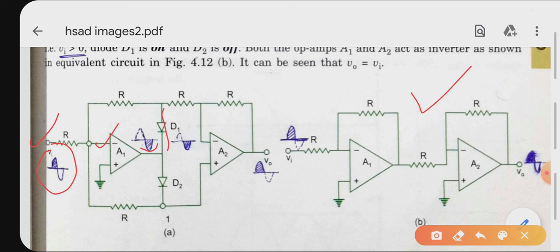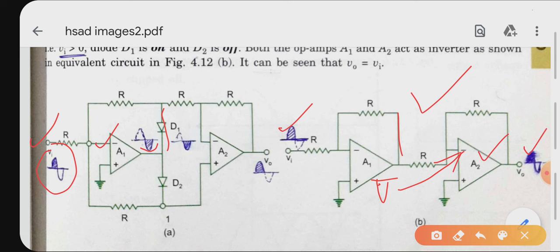For the positive half cycle, the circuit becomes like this. So for positive half cycle, the diode becomes forward biased. Here you will get negative half cycle inversion. Because of this, the diode becomes forward biased. This will be closed, and it will be applied to the inverting terminal of op-amp A2. This negative half cycle will be applied to the inverting terminal of A2, and this is also inverting. You will get again a positive half cycle in the output.